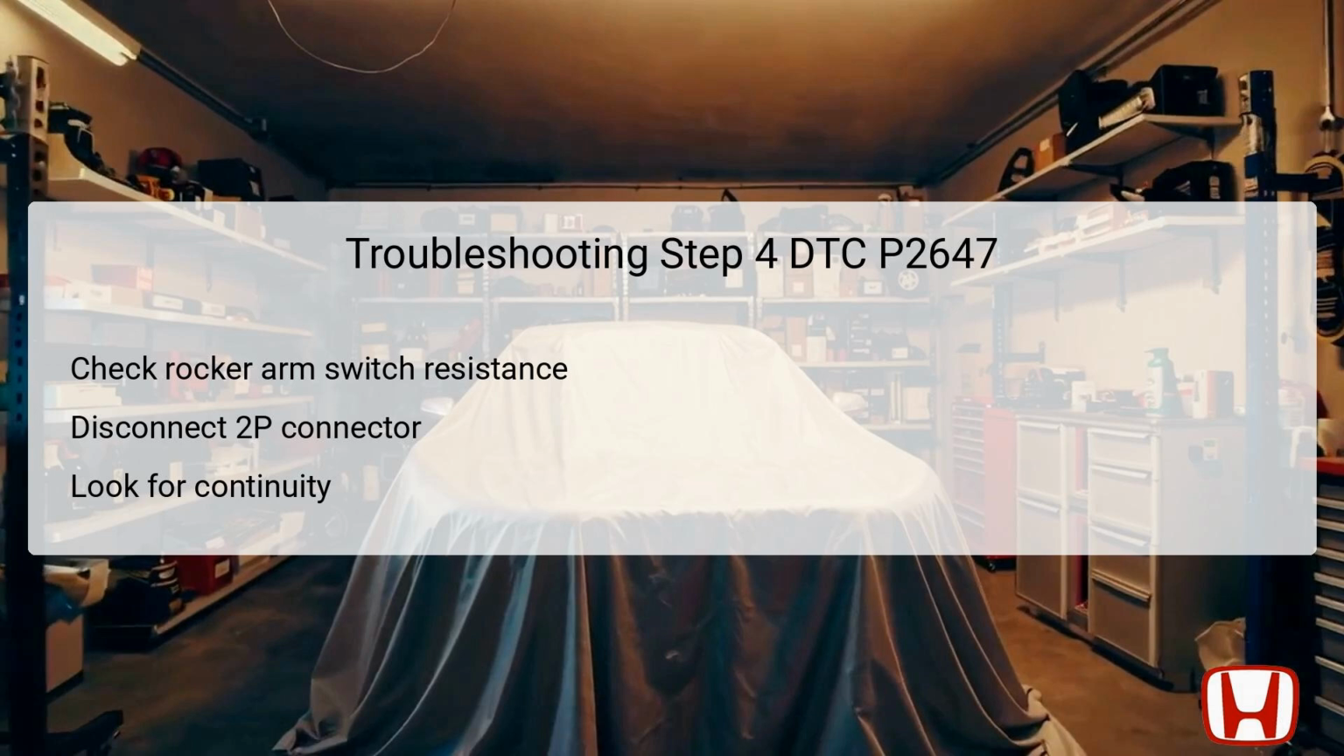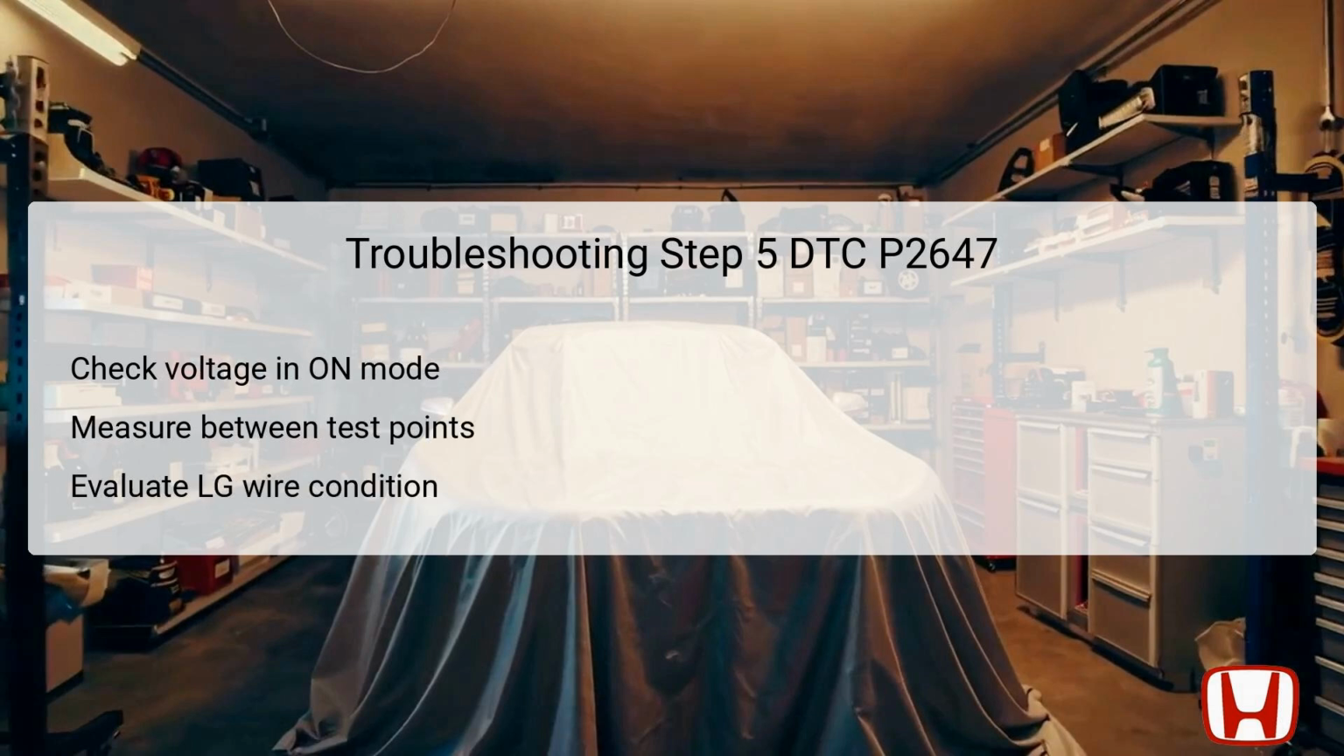If continuity is present between test points 1 and 2 on the switch side, it suggests that the switch may still be operational and the issue may lie elsewhere in the circuit. Conversely, no continuity indicates that the rocker arm oil pressure switch needs replacing, as this suggests an internal failure of the component.